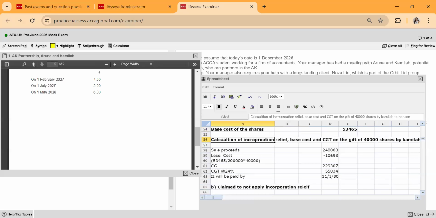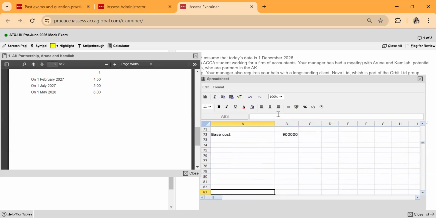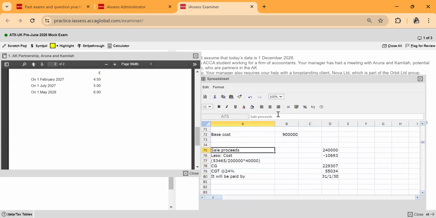How would be the impact? So here we'll write B, gift of shares. Gift of 40,000 shares. Just look at my screen first and then I will take your query. Let me just complete this. Okay, so it's also a normal case. Okay, wait, I'll take it.